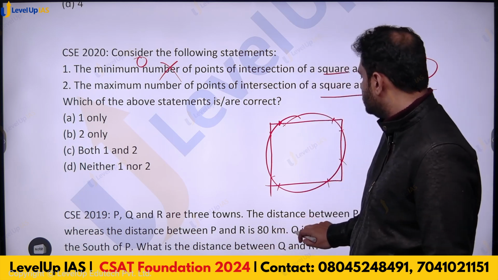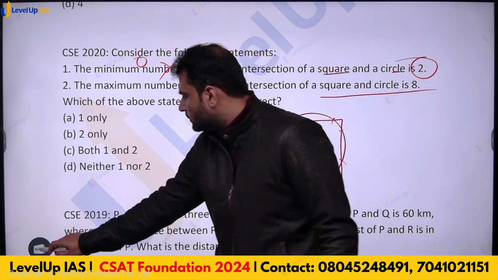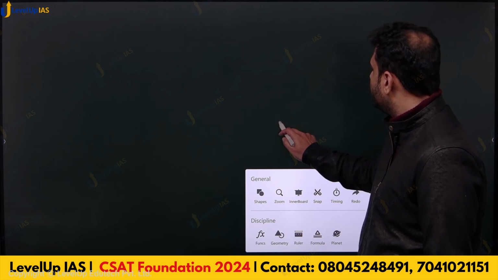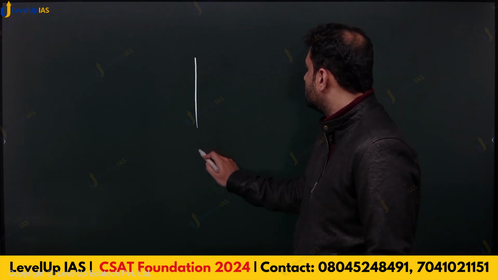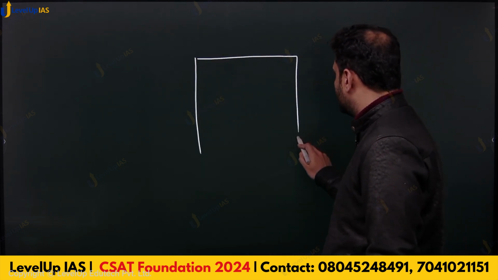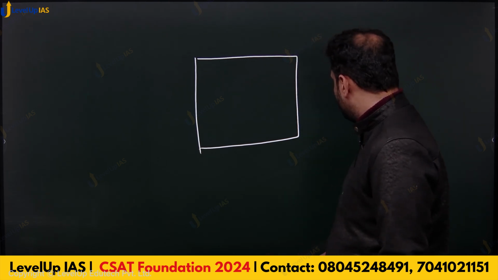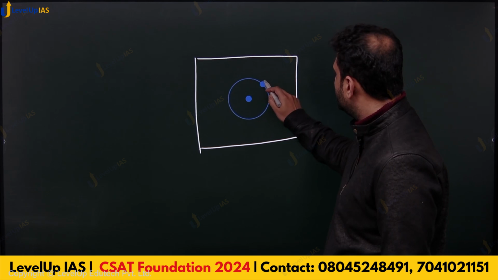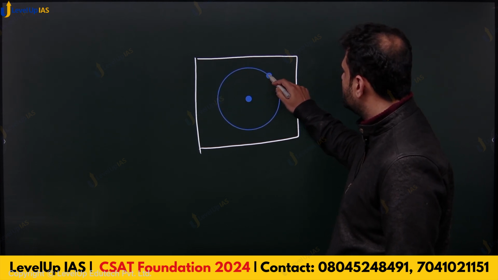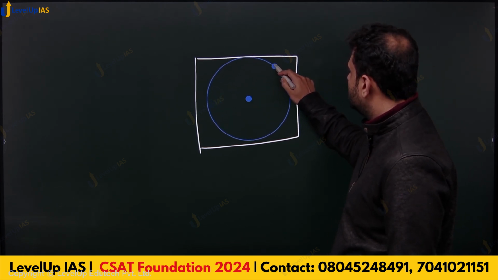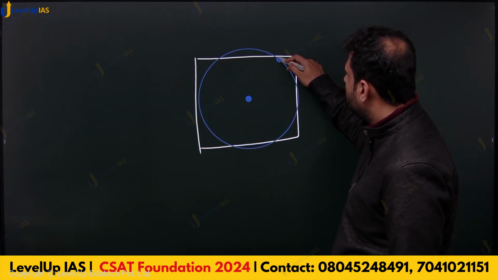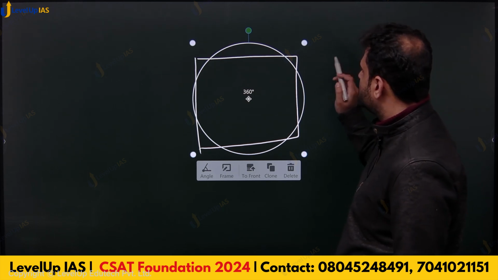And if you want to really see it happening, let us see. Let me draw a square. And let us then construct a circle. So, here. See, 0 intersection, 0 intersection, 0 intersection. Here, we are having 2, 3, 4. This is the maximum intersection.